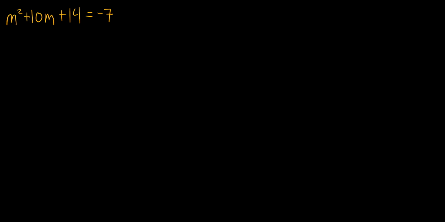So in this problem, we have m squared plus 10m plus 14 equals negative 7. First thing we have to do is rearrange our equation. So I'm going to minus 14 from both sides. This equation is going to look like this: m squared plus 10m plus a blank equals, well, -7 minus 14 would give me -21, and then plus another blank.